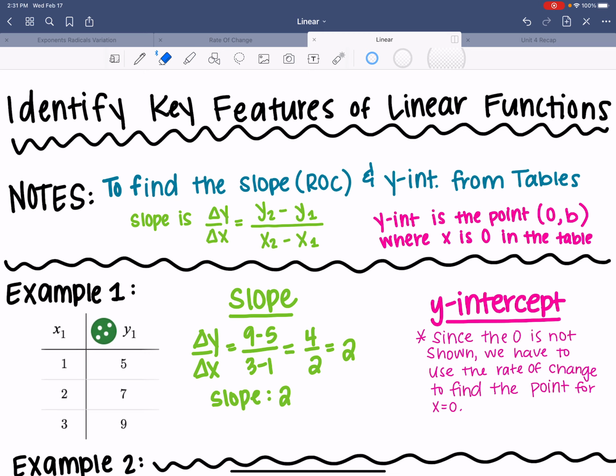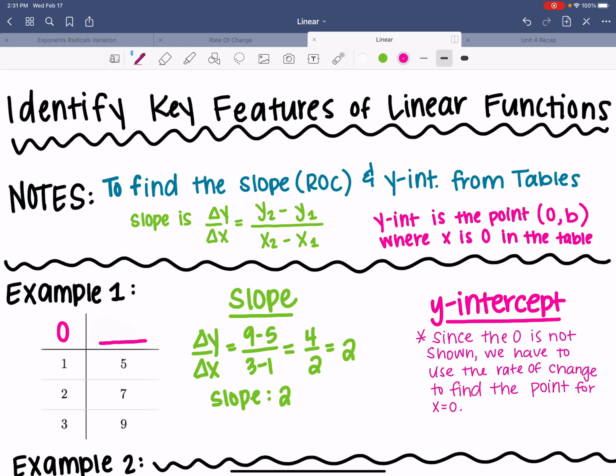All right, now if we want to find the y-intercept. The y-intercept from a table is always the point where x is 0. Well, in this table, we don't have x is 0. We have x is 1, x is 2, and x is 3. So we're going to have to work backwards using the slope to find the y-intercept. So if x is 0, what would that y value be?